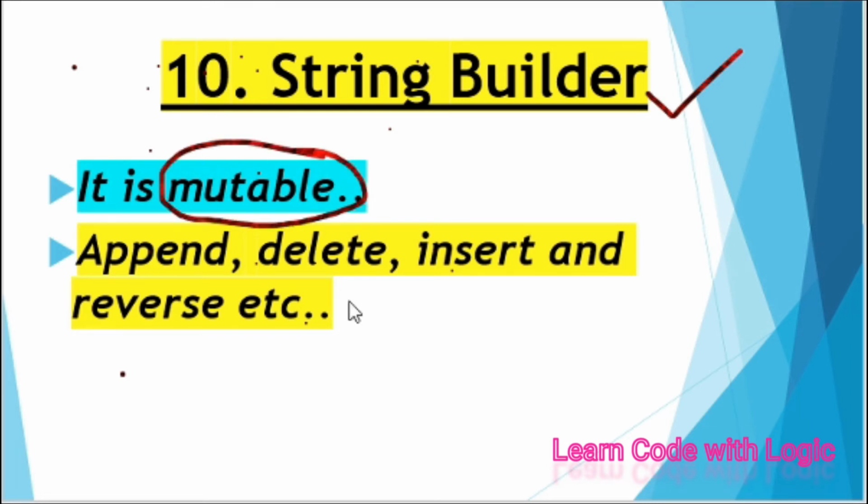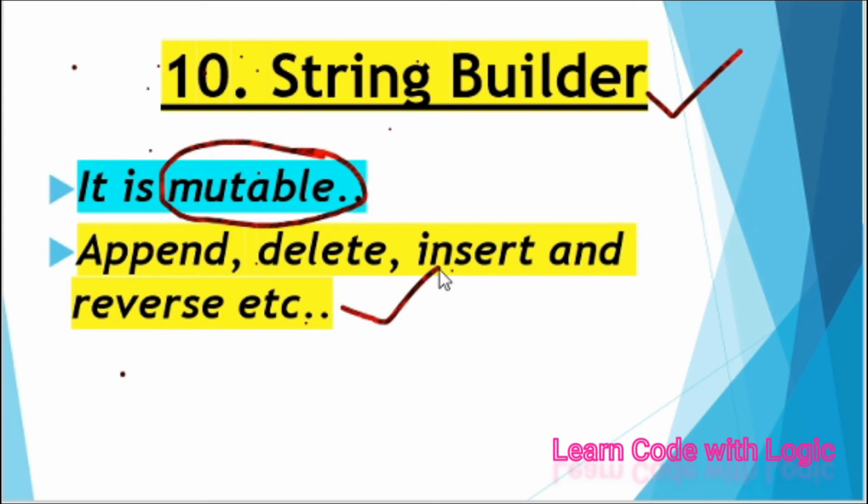Mutability means we can change the object. We can append, delete, insert, reverse, and do all other manipulations which we cannot do over the string; we can do them in string builder or string buffer. This is also similar to string buffer, but there are a few differences. Let's create a class and explore some methods to understand better.